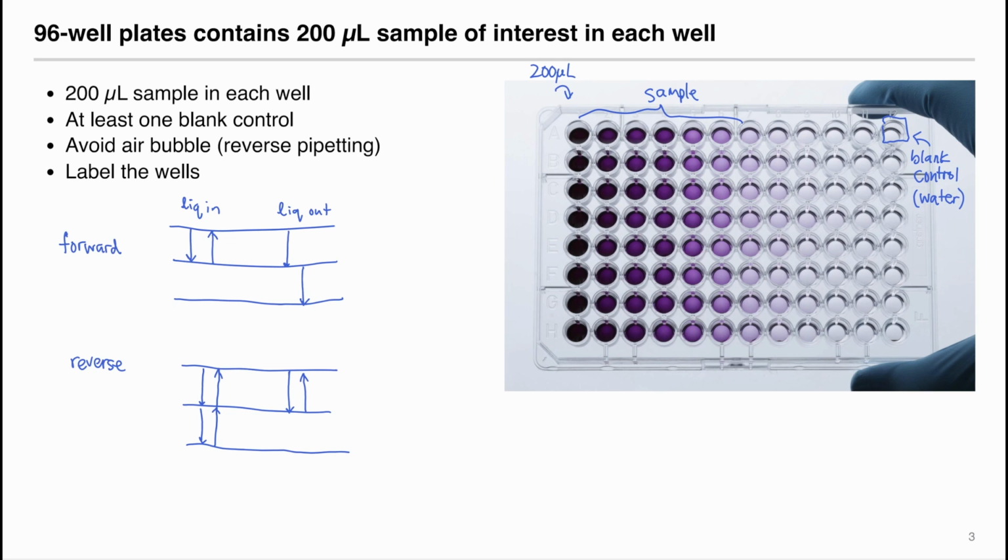And finally, be sure to label the wells. Usually we have lids for these types of plates, so we can label on the plates which sample is which, so that you don't lose track of the samples.